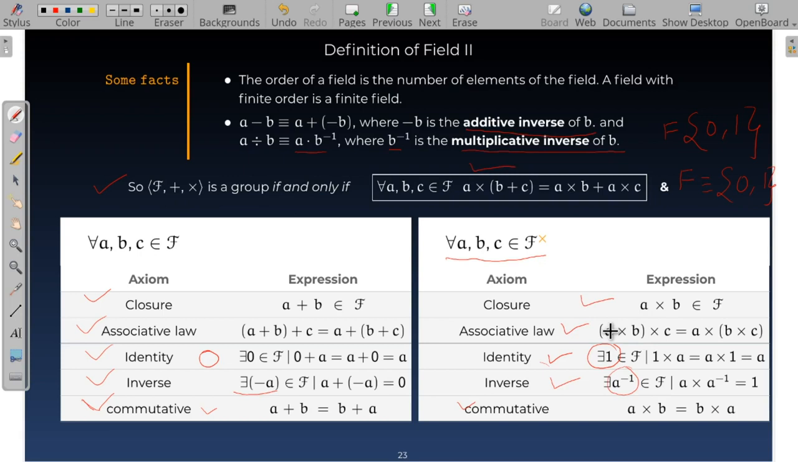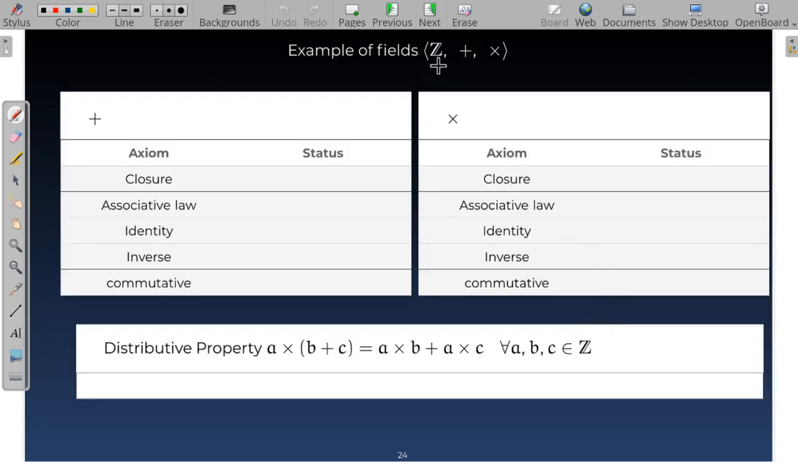Now we are going to look at some examples of fields. We will see whether a particular set together with these two operations is going to be a field or not. The very first example is the integers with the operations addition and multiplication. With respect to addition, if A and B are integers, then A plus B is also going to be an integer. Similarly, A times B is also an integer. So there is no problem with respect to closure.